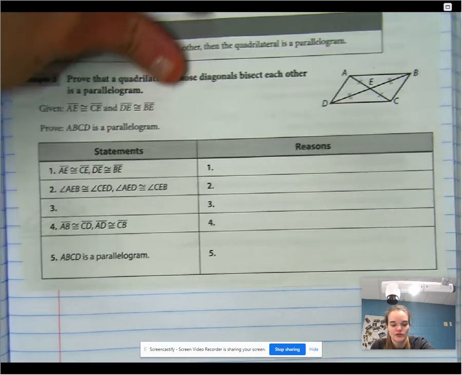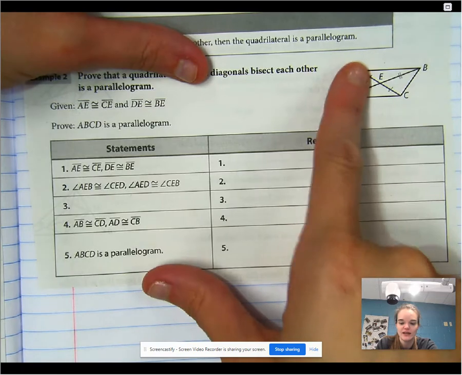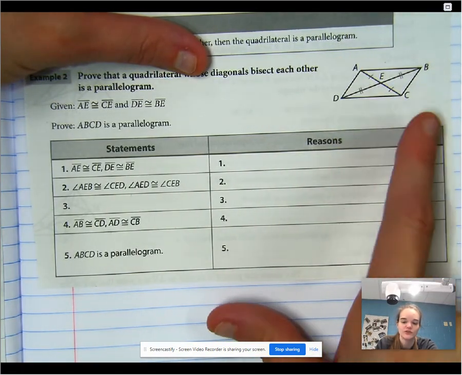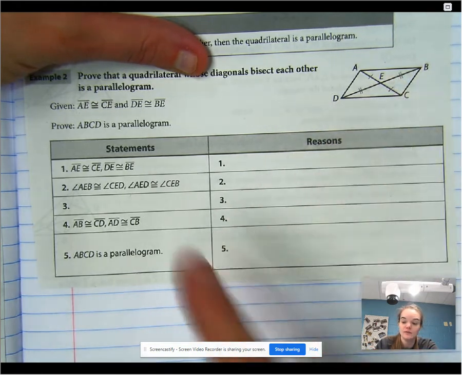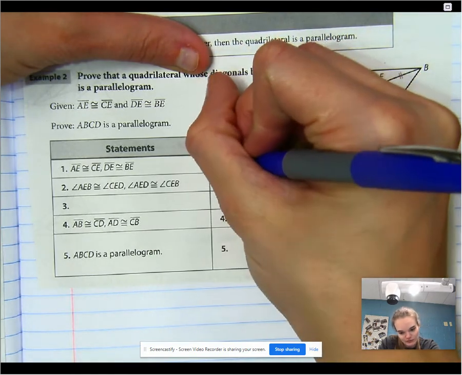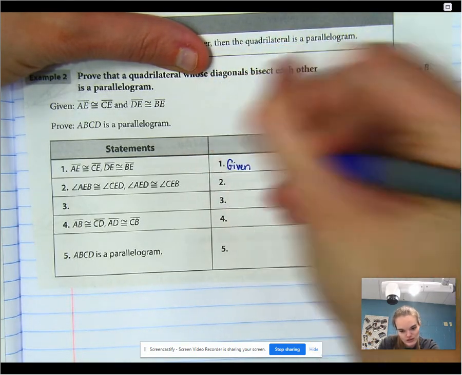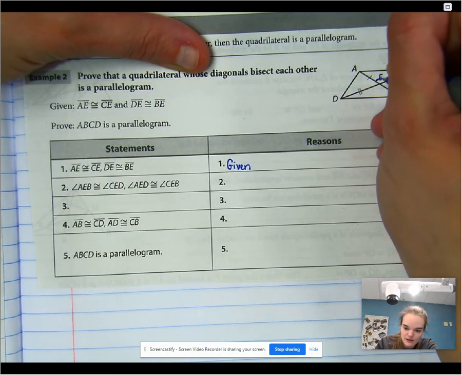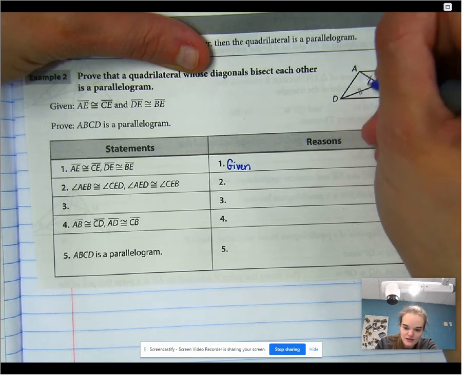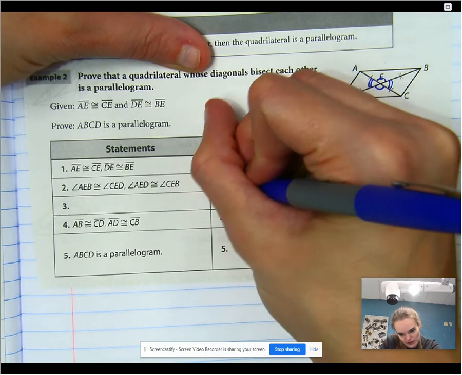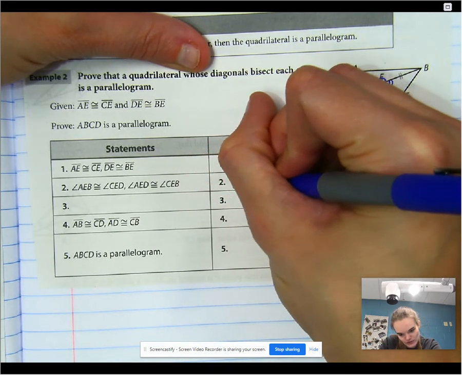All right, so let's go ahead and start. It says, given that AE is congruent to CE and DE is congruent to BE, that's given to us. That's the idea that the diagonals are bisecting. Okay. We also then know that AEB is congruent to CED, and AED is congruent to CEB, and that is because they are vertical angles. That's the vertical angles theorem.